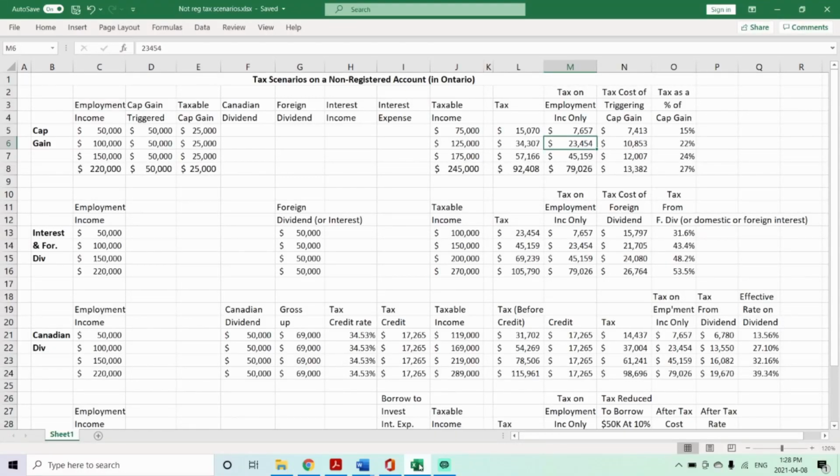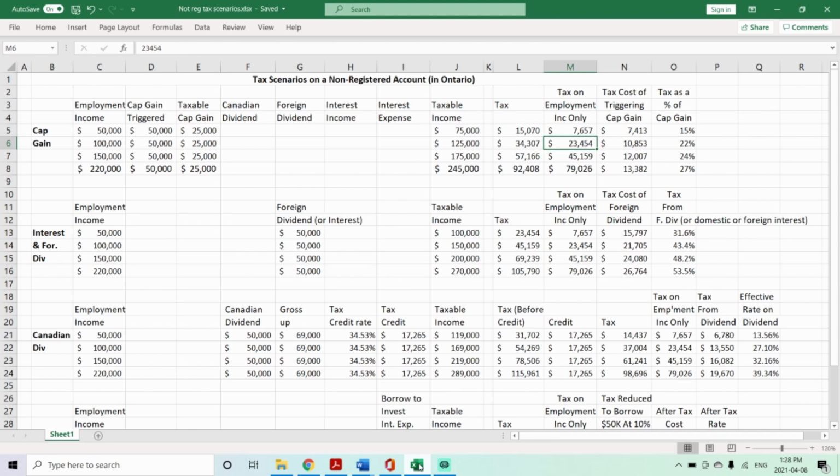Okay, today we are going to look at various tax scenarios on a non-registered account, and I'm going to use federal and provincial taxes combined in the province of Ontario. So this works in all provinces. The rates might be slightly different. Ontario is somewhat of a middle-of-the-road province. It's not the highest taxed province, and it's not the lowest taxed province. So it's somewhere in the middle, so chances are your province isn't that far away from what Ontario is.